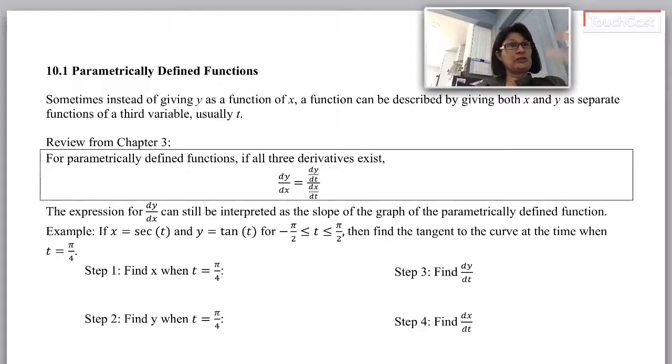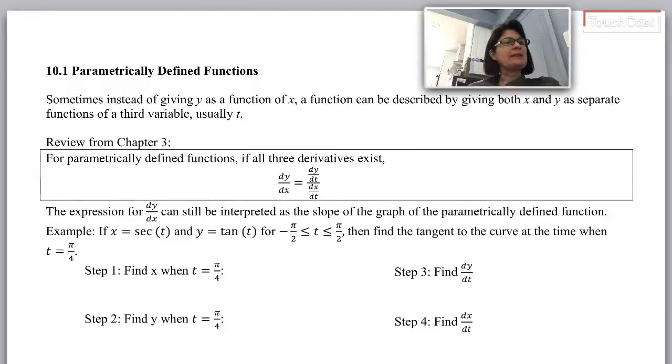Chapter 10 has 3 sections. So we have 3 sections left for all of Calculus BC. 10.1 and 10.2 are about functions that you can make where you describe the behavior in the x direction differently from the behavior in the y direction.